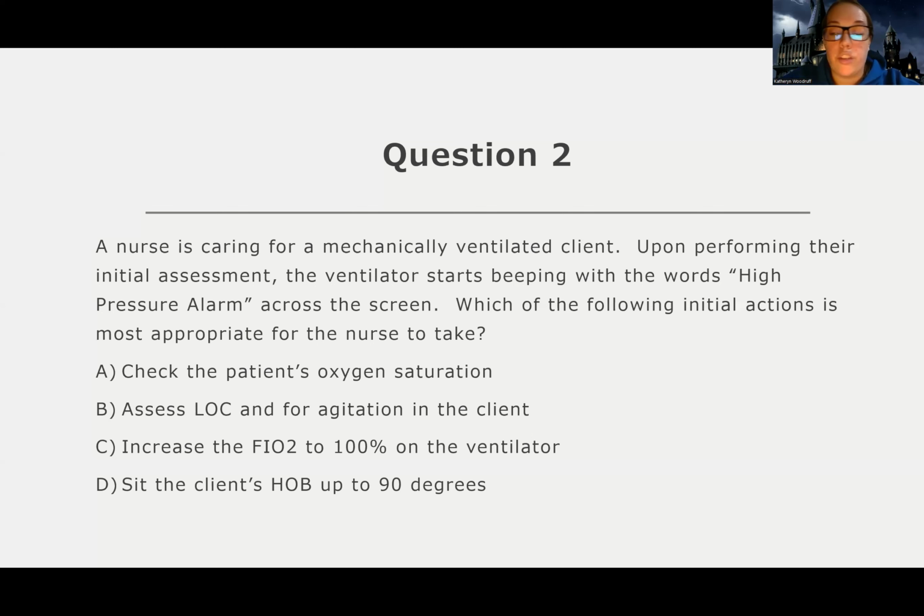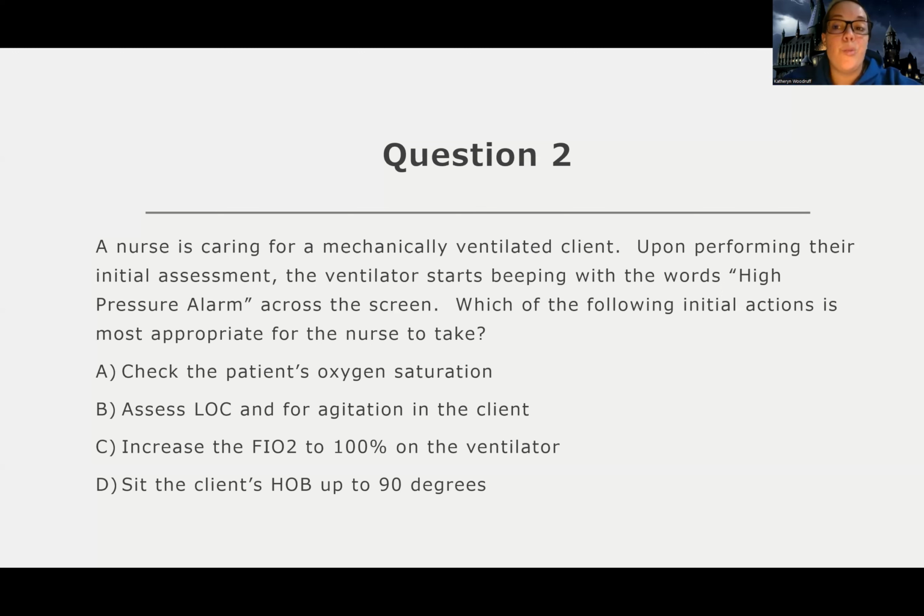Checking the patient's oxygen saturation is not going to relieve any sort of obstruction. Increasing their FiO2 to 100% is not going to relieve an obstruction. Sitting the client's head of bed up to 90 degrees is not going to relieve an obstruction. But if I assess for level of consciousness and for agitation in the client, it's possible that if I find agitation, I could take action.